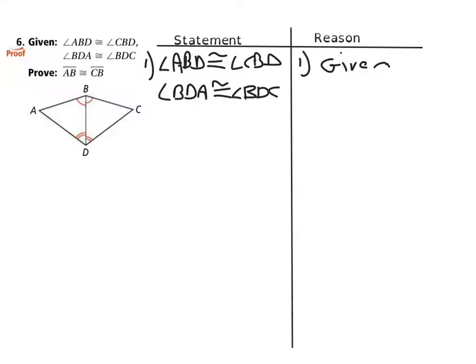We want to establish that at the start, and then for step number 2, we've got now two angles. We want to establish that the included side is congruent so that we can use angle side angle, and this side right here is reflexively congruent to itself. That is congruent to that. So we can then say we know that segment or side BD is congruent to BD through the reflexive property of congruence.